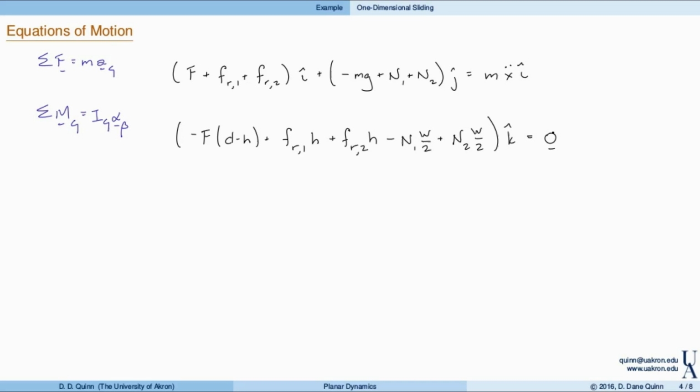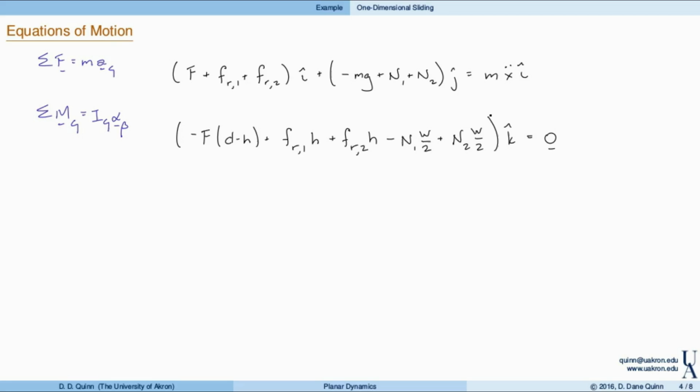Now, I just wrote this down, but you might want to go back, look at the original problem statement, look at the free body diagram that we developed, and come up with this expression for the net moment acting on the block on your own.